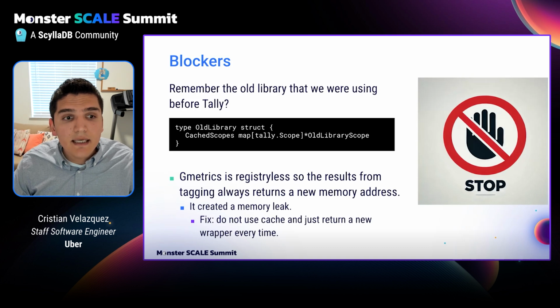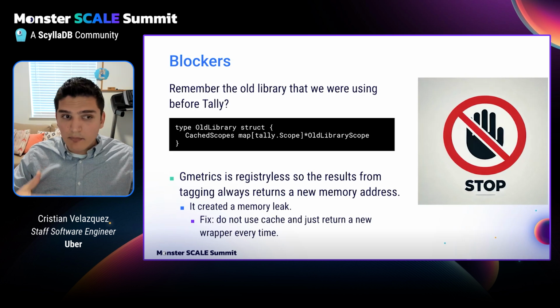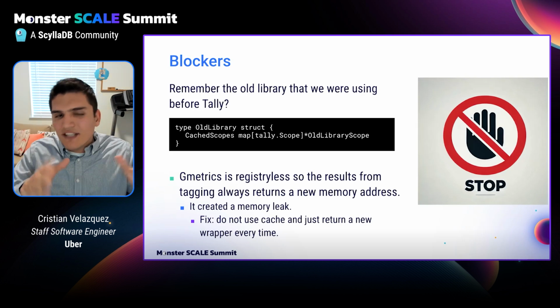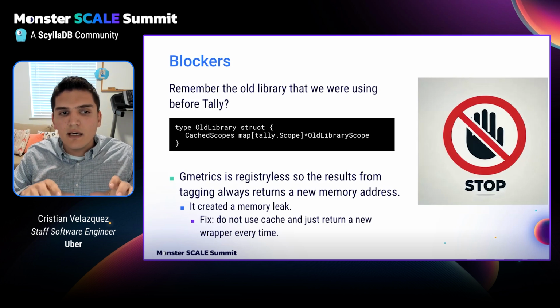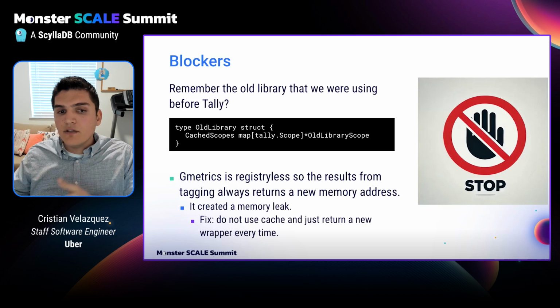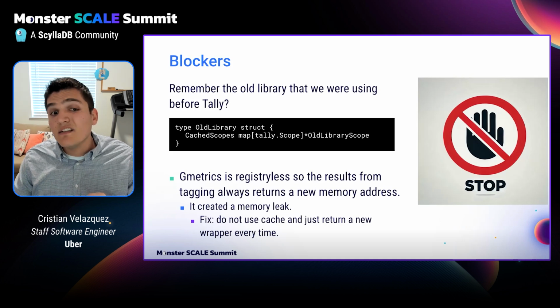Some of the blockers that we had: remember that I was telling you that there is a library before Tally that we created wrappers for. The wrapper is not exactly this, but this is kind of the idea. It basically stores the scopes in a map, so your key is going to be the Tally scope, and then you have the wrapper structure of that, right? But the problem with this is that when you use a map, Tally scope is an interface, so the key is actually going to use the memory address, right?